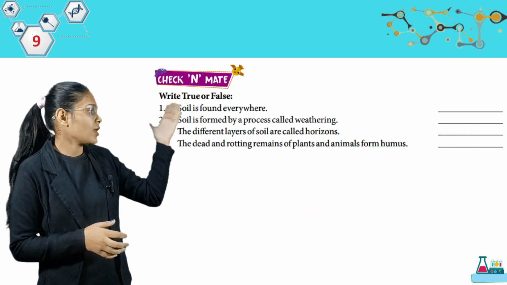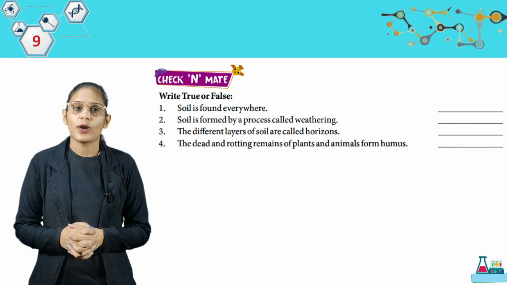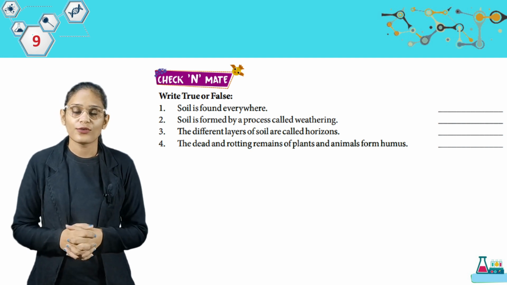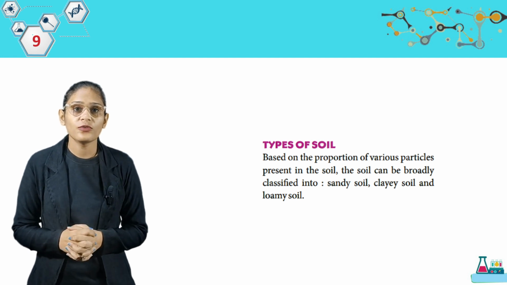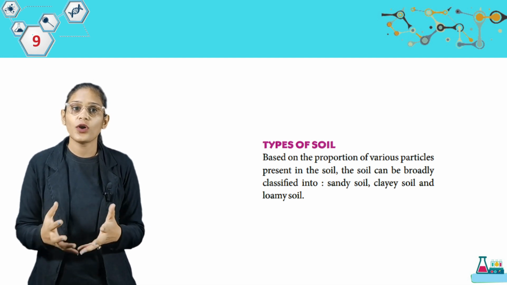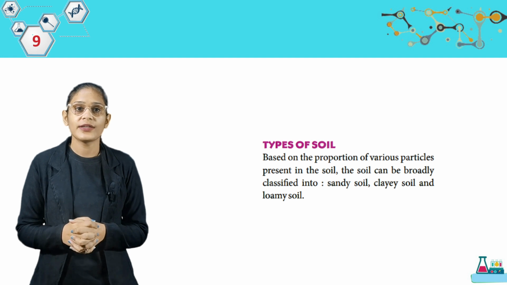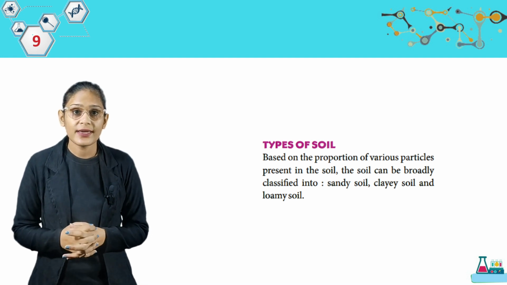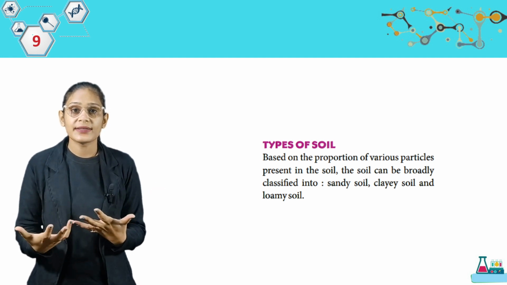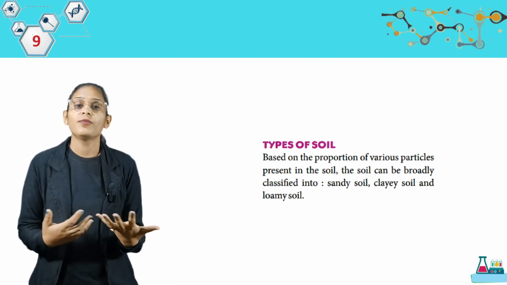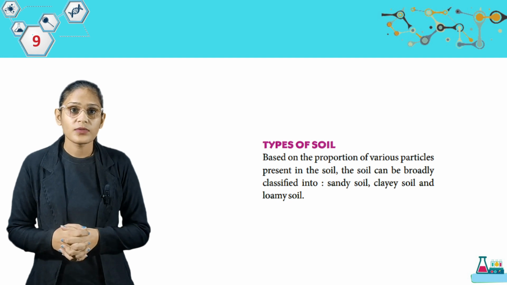Now we have check and mate. As we already read about these things, so you can do it by yourself. Now we have types of soil. Based on the proportion of various particles present in the soil, it can be broadly classified into sandy soil, clay soil and loamy soil. So students, jo hamari soil mein particles present hote hain, unke behalf pe hum apni soil ke jo hai types define karte hain.